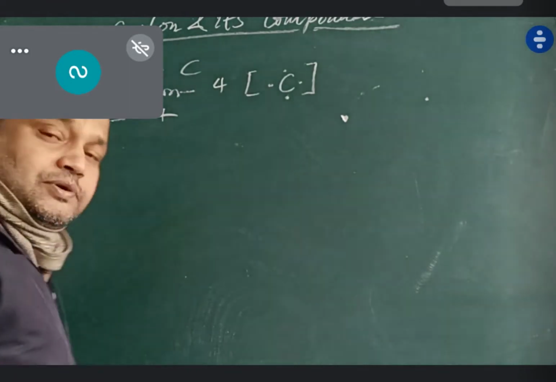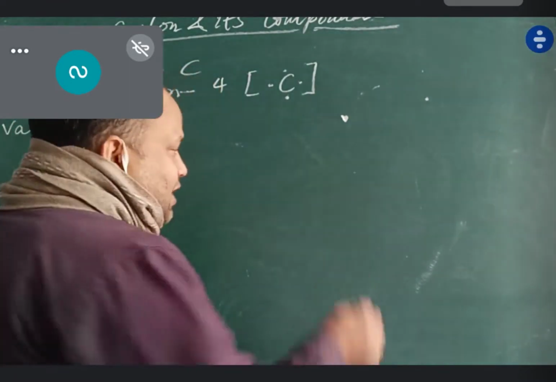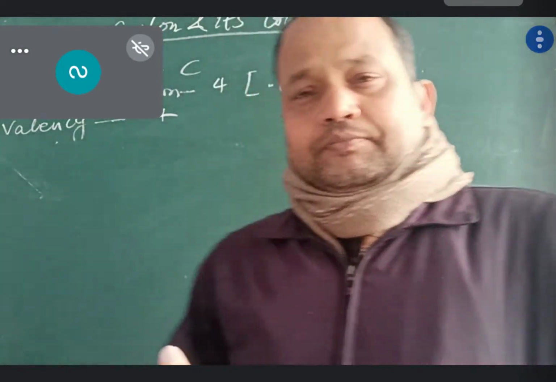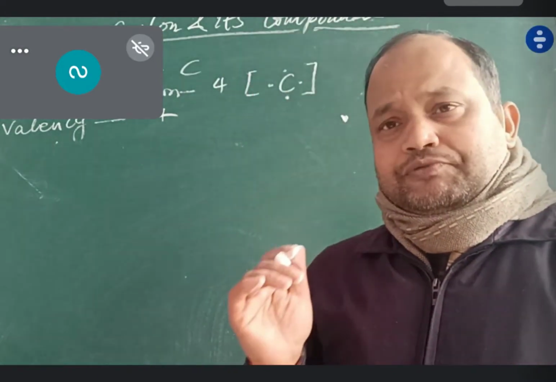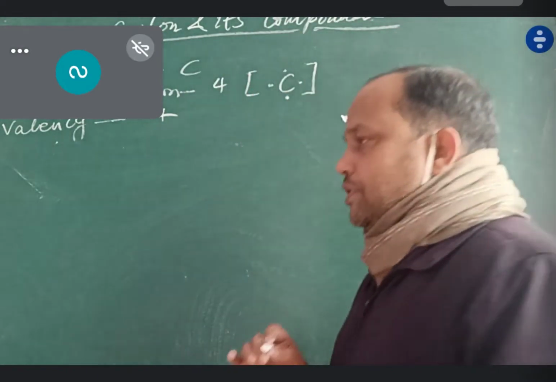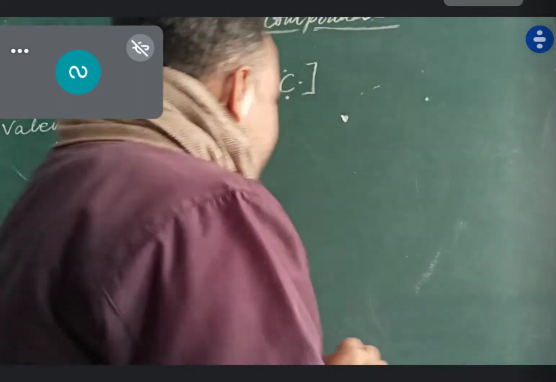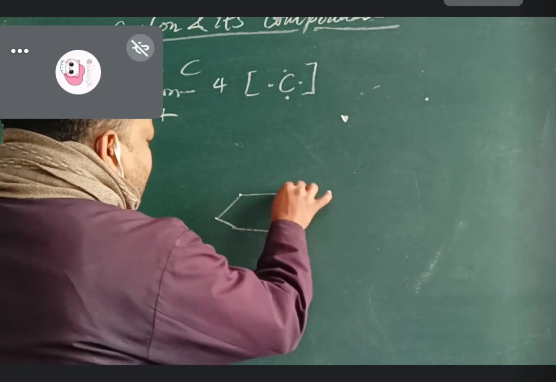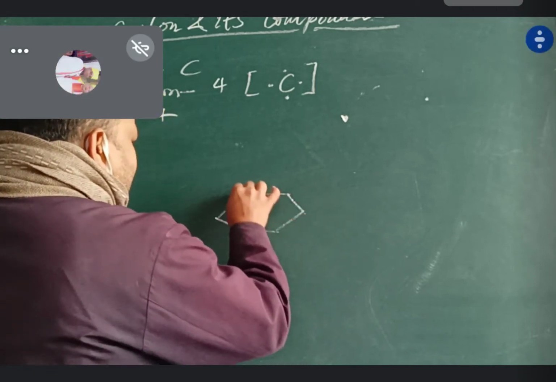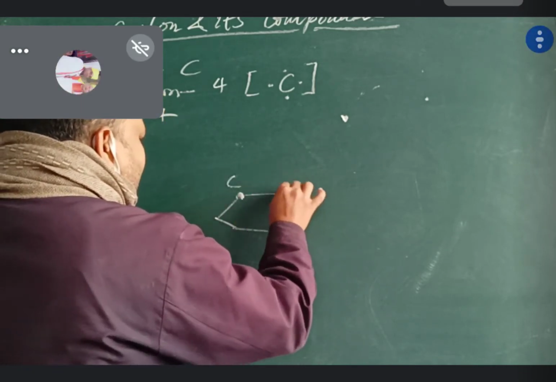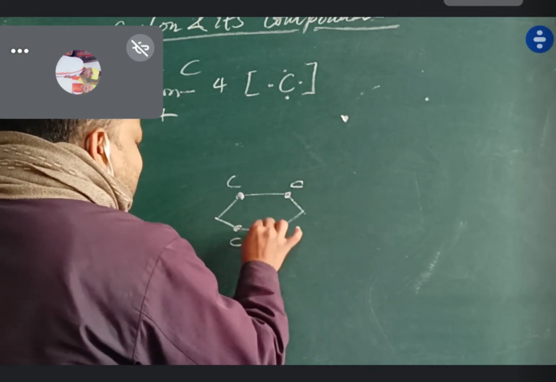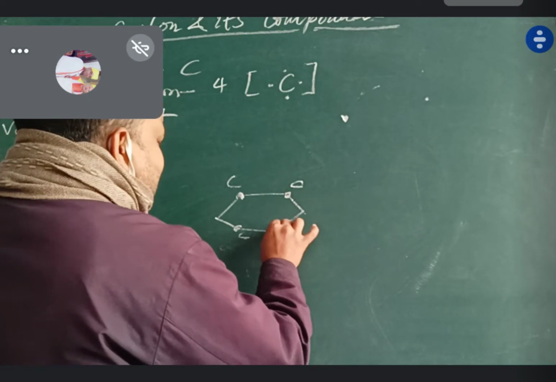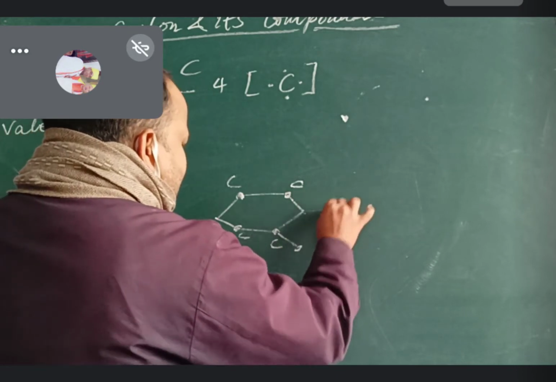Now, carbon forms covalent bonds, and you found that in graphite, out of 4 valence electrons, how many valence electrons are free? One. So overall, graphite has a hexagonal structure, like this.